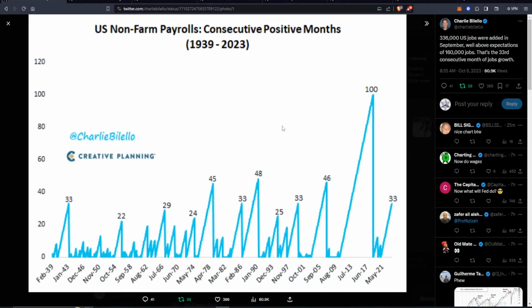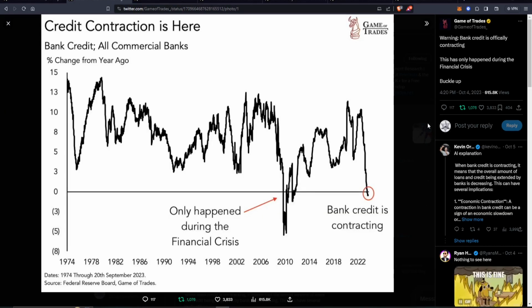So now we can look at the news and data from this week. So starting here, we had 336,000 U.S. jobs added in September, well above the expectations of 160,000 jobs. And that is the 33rd consecutive month of jobs growth in the United States. We also have bank credit officially contracting, and this has only happened during the great financial crisis, as you can see down here, going below our zero line.